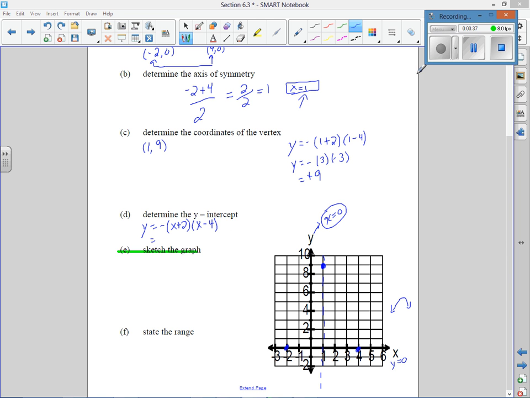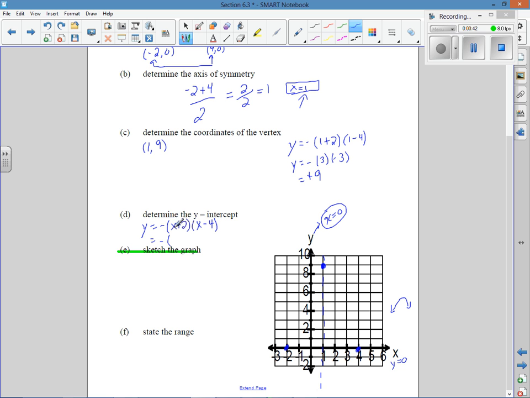Okay, so we put 0 in for x. So if you put 0 in for x, you'd have 0 plus 2, or just 2. If you put 0 in here, 0 subtract negative 4, negative 4. Negative times 2 is negative 2. Negative 2 times negative 4 is 8. Now we connect our points, sketch our graph, up, over, down through here.